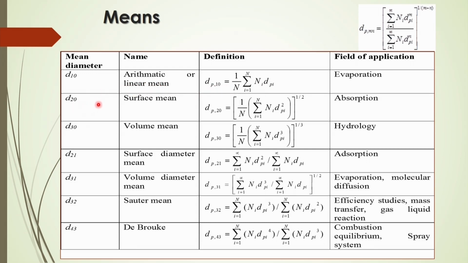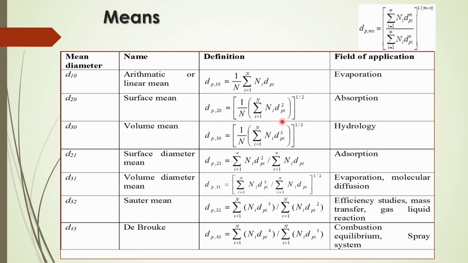Similarly, D20, D30, D21, D31, D32, D43, these are the different notations for the definition of the mean of the particles in a sample. D10 is called arithmetic linear mean, D20 is called surface mean, D21 is called surface diameter mean, D32 is called Sauter mean, D43 is called De Brouckere mean, and D30 is called volume mean. The respective definitions are given in the slides.